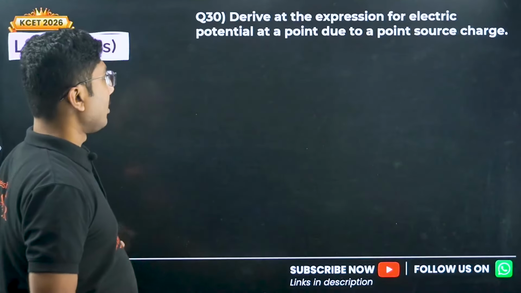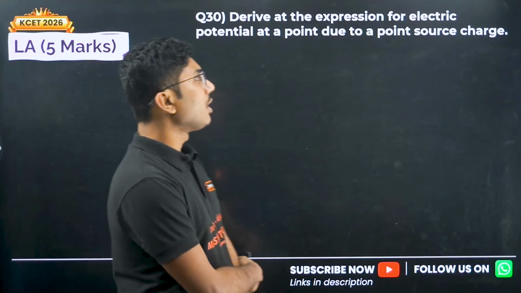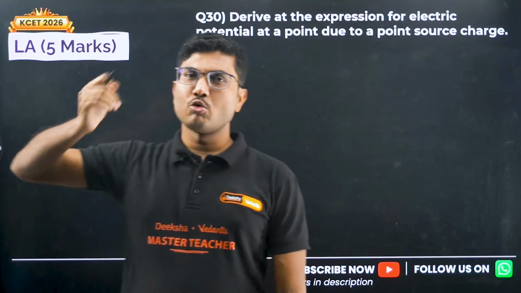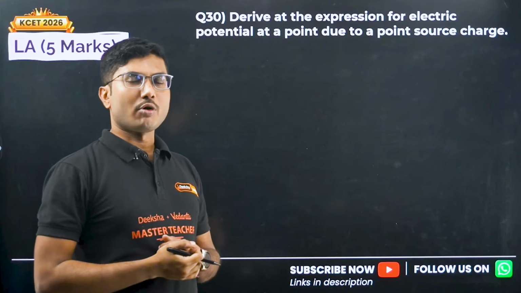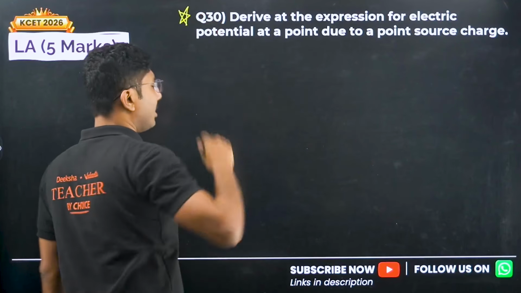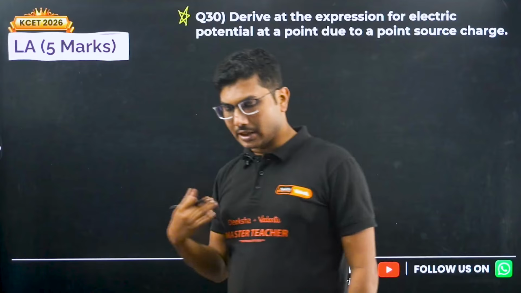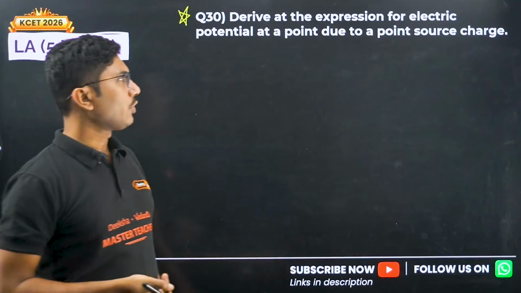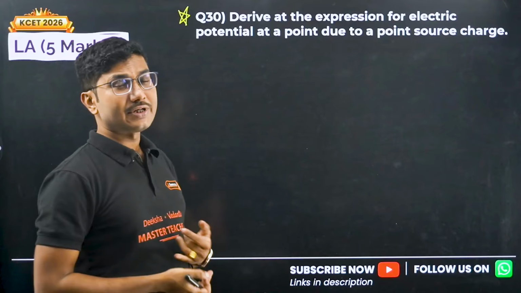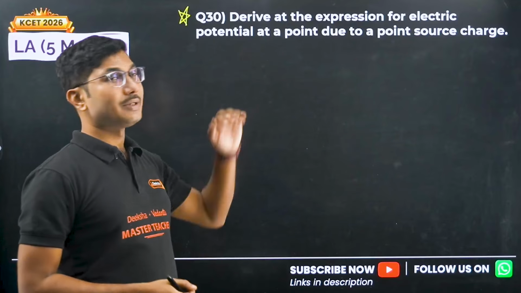Now, derive the expression for electric potential at a point due to a point source charge. This is a 5-mark question and this is the most important derivation from this chapter. Almost every year this question has come in your board exam. So this is the star question of this chapter. If a derivation is coming from this chapter, then 90% chance that this will be the question.